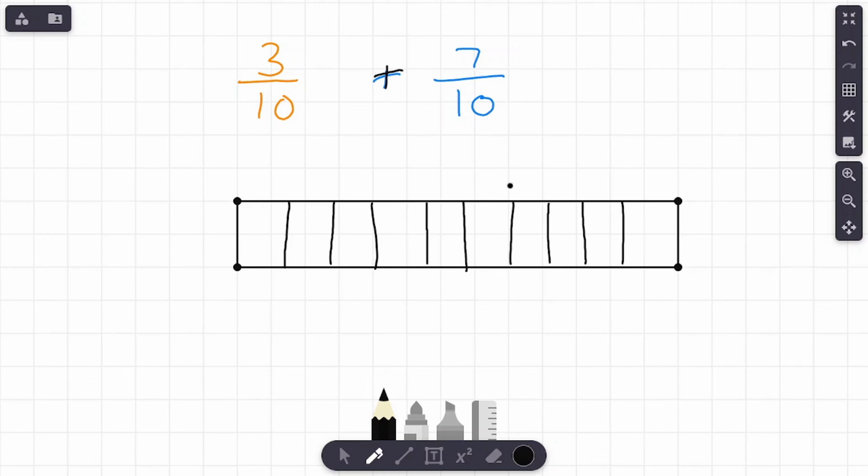Y'all know how Mr. C is. Sometimes his models make you turn your head sideways trying to figure out what he's doing. Whew. All right, not too bad here.